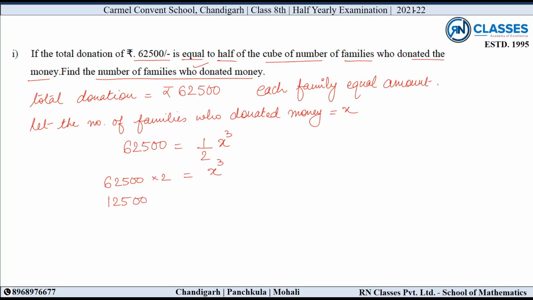So 1,25,000 is equal to x cube. Now we have to find x, so that x cube is 1,25,000. Now we know x would be 50. कैसे?